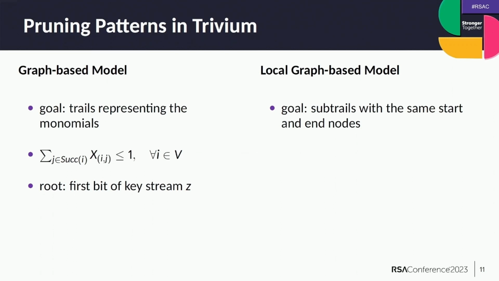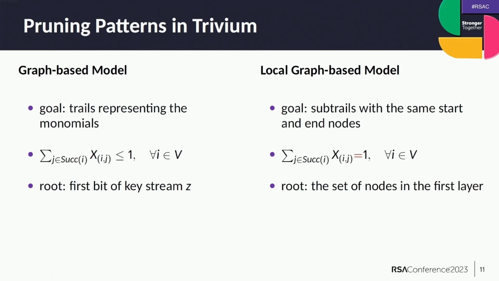The sum of x_ij must equal 1 instead of less than or equal to 1. And the loose node is also replaced by a set of nodes.